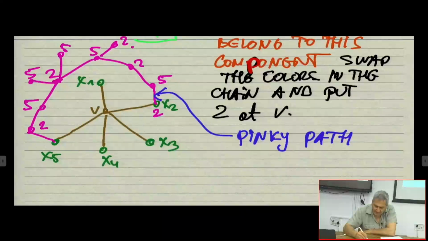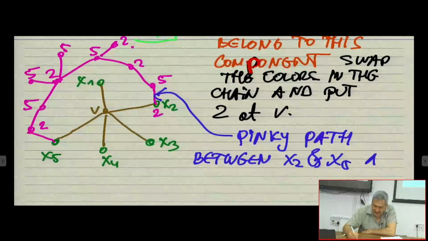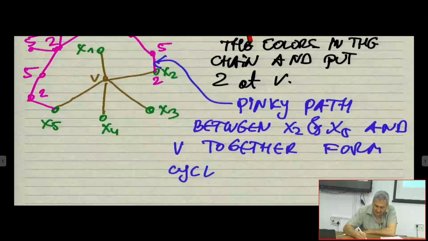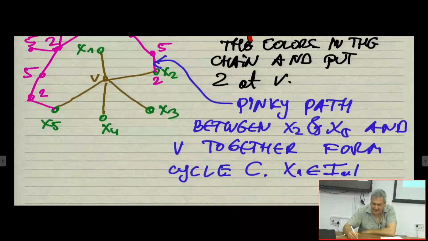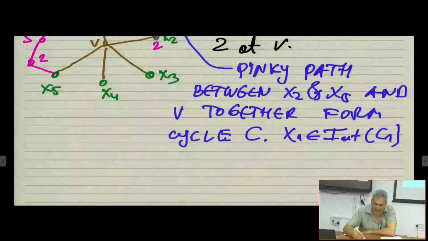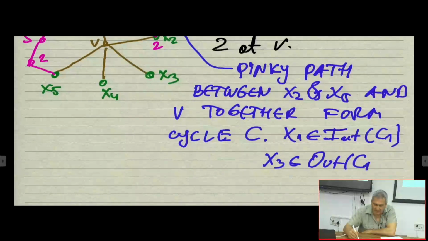The path between X2 and X5, and V together form a cycle, say C. X1 belongs inside the cycle and X3 belongs outside the cycle. No, it's not cycle C1 but just C.